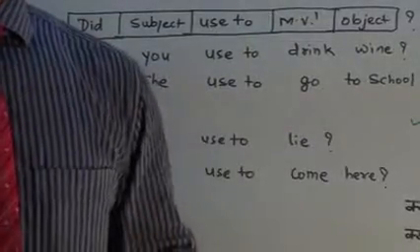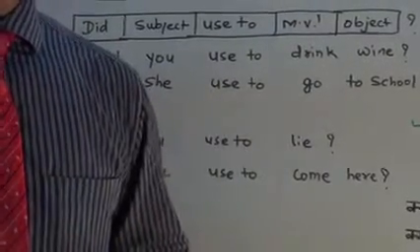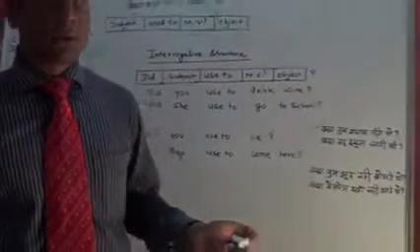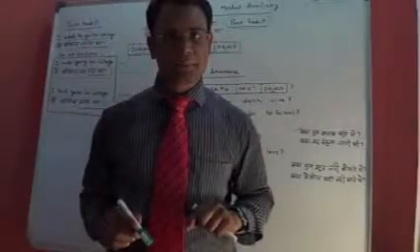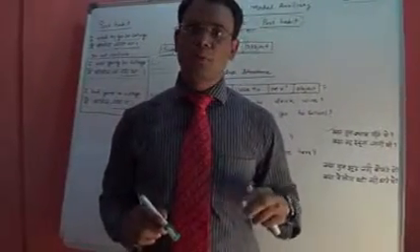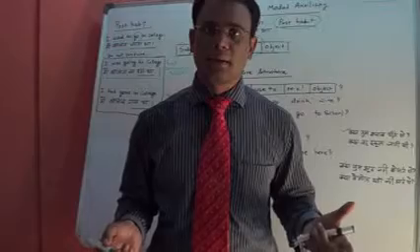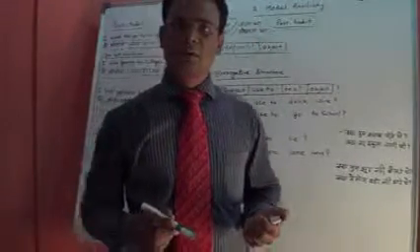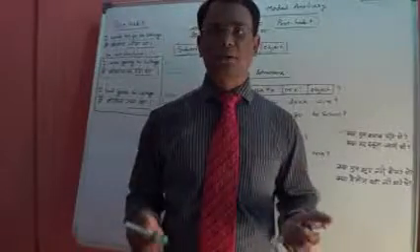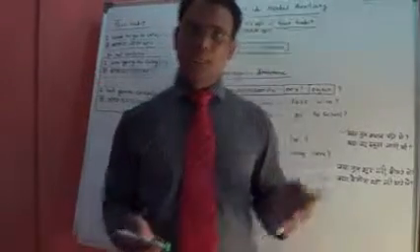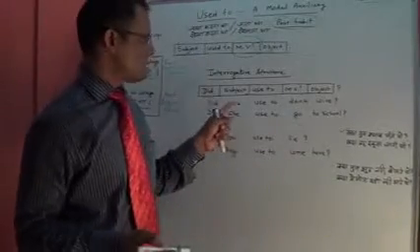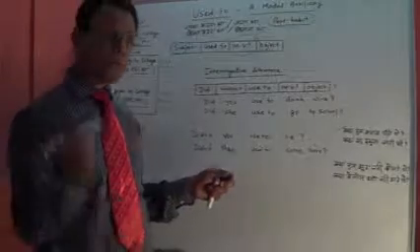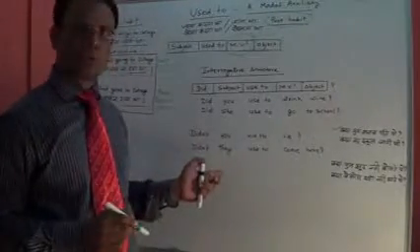क्या तुम कंप्यूटर सीखा करते थे? क्या वे लोग तुमसे सवाल पूछा करते थे? क्या वह तुम्हारे घर आया करते थे? क्या तुम उसको गिफ्ट दिया करते थे? या क्या तुम अपना जन्मदिन मनाते थे? So, these are the structures that can be made using did plus subject, used to and main verb first form. We can also put negative in these interrogative questions.